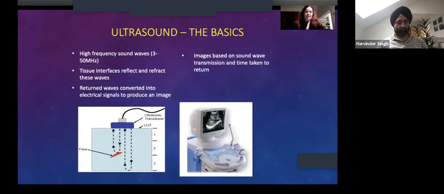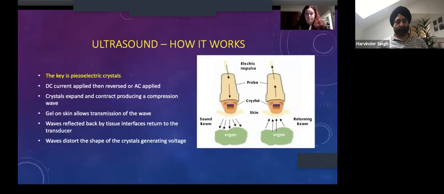Ultrasound is an imaging modality that uses sound waves of a high frequency. The tissue that the ultrasound passes into reflects and refracts these waves, and the returned waves are converted into the image. The image is based on the transmission or the refraction of the sound waves and the amount coming back and the time taken for them to return.